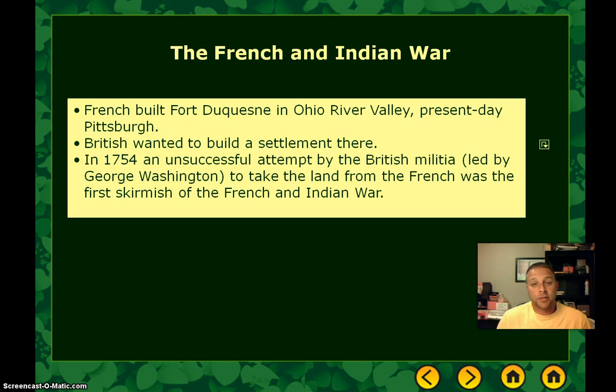So the first skirmish in the French and Indian War is at Fort Duquesne, which is near present-day Pittsburgh. The French had built a fort there. The British basically sent a militia led by George Washington to take the land from the French, and it was actually a disastrous military expedition. Washington loses most of the troops. They don't take the fort, and it becomes an embarrassment for the British in effect.